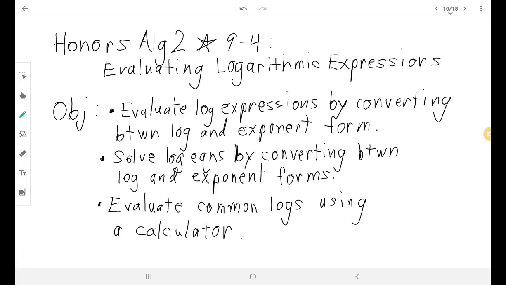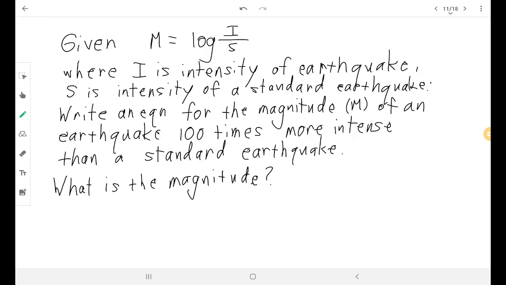Hello, Honors Algebra 2. We're going to be looking at Edgenuity Section 9.4, Evaluating Logarithmic Expressions. We have a few objectives: to evaluate logarithmic expressions by converting between logarithmic and exponential form, to solve logarithmic equations by converting between logarithmic and exponential forms, and to evaluate common logs using a calculator. So let's look at our first problem.